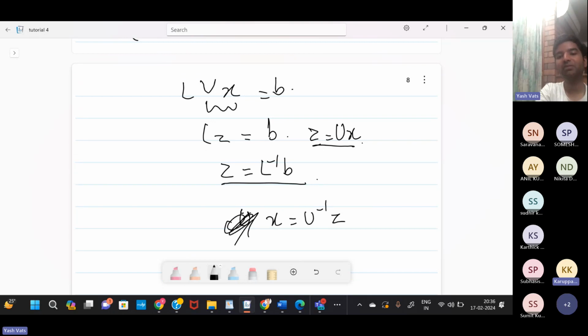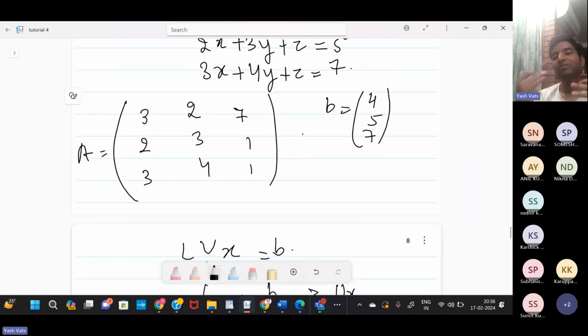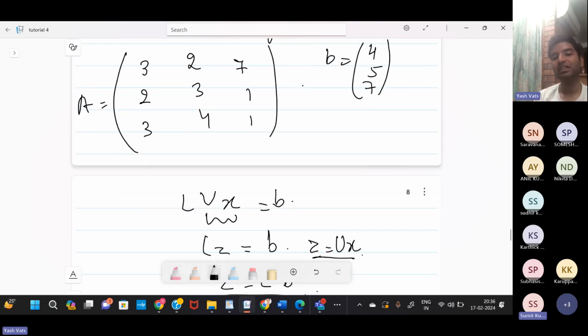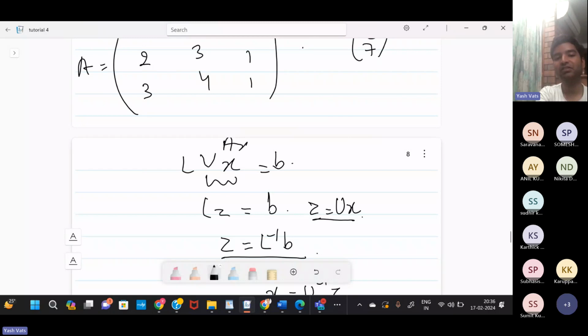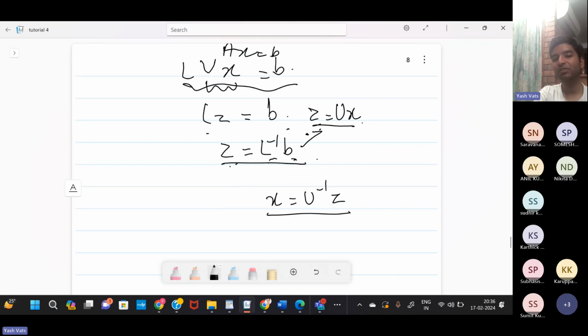Do you understand this step? Sir, please repeat again. Okay. So what is the use of LU decomposition to find the solution of a system? If A is written as LU, then I replace AX equals B by LUX equals B. Is it right? Then take UX equal to Z. Then LZ equals B, so Z is equal to L inverse B because L is invertible. Then once you have Z, you can go back to this equation to find X.